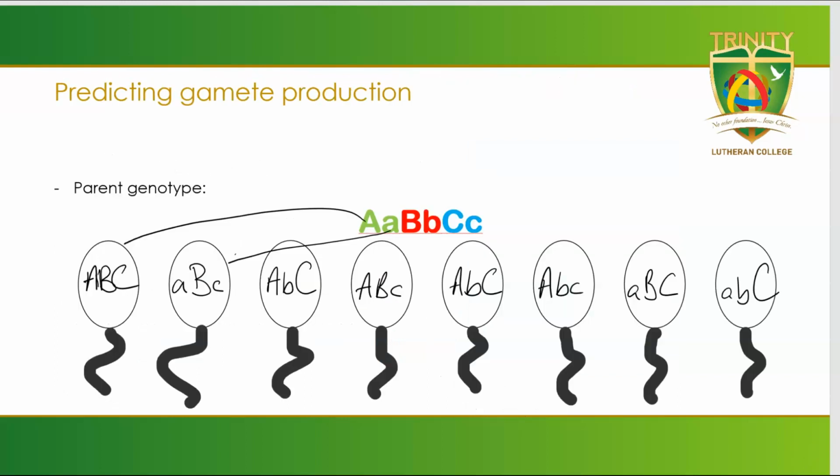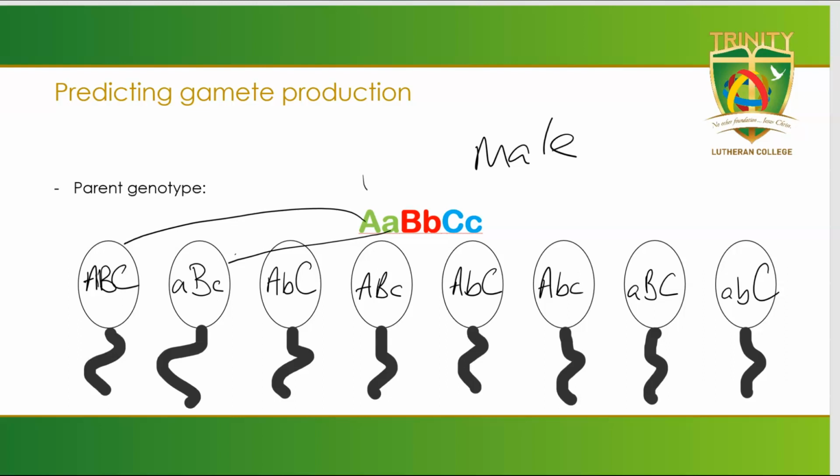So when we're predicting the gamete production, if we have a heterozygous intermediate skin-colored person here, they've inherited 1 dominant and 1 recessive for each of the 3 genes. Let's say this is a male person. They're going to produce sperm. And into each of those sperm will go 1 allele for each gene. So it could be the dominant form or it could be the recessive form.